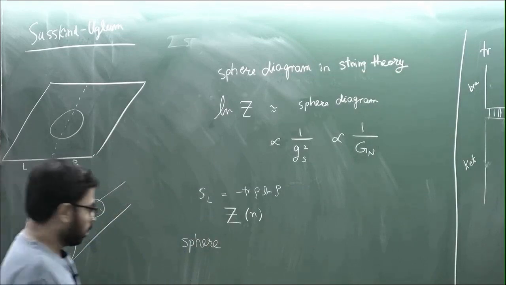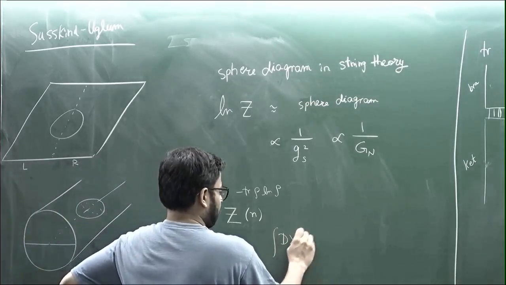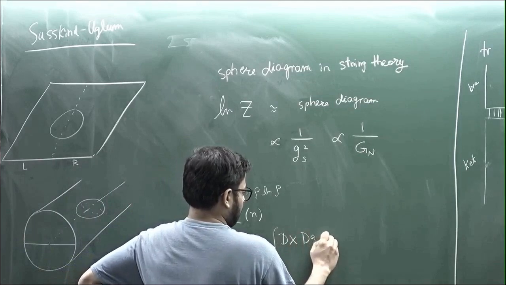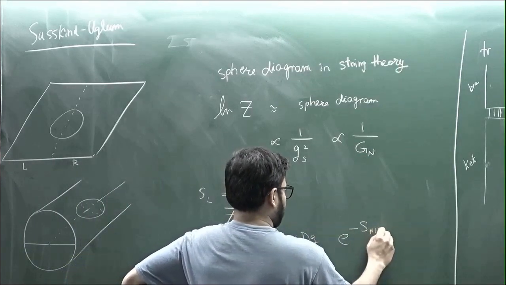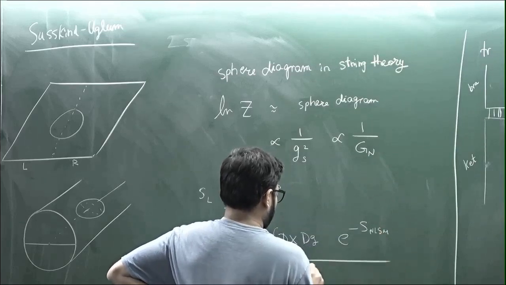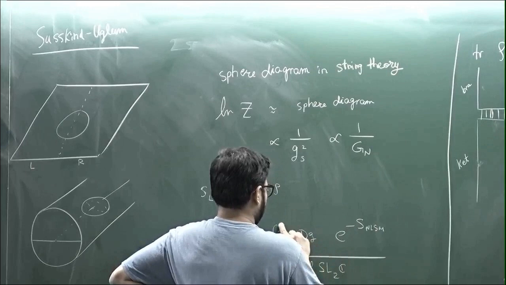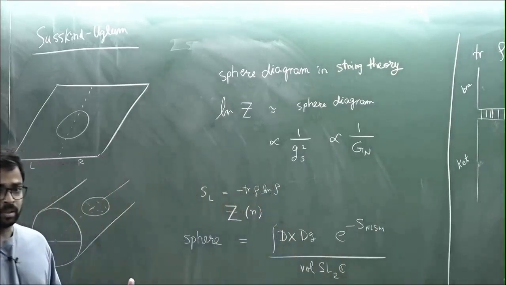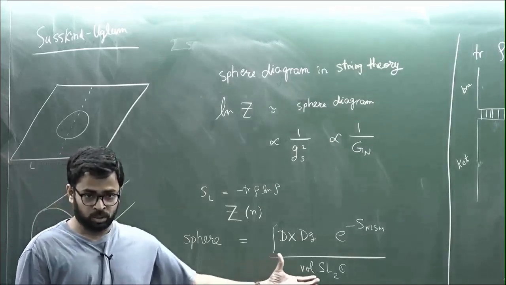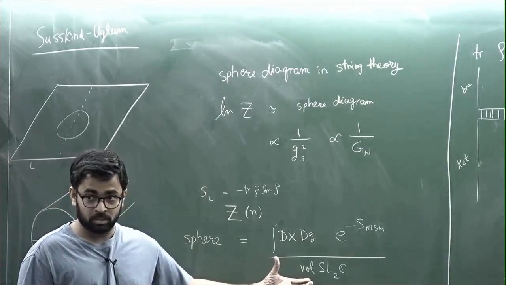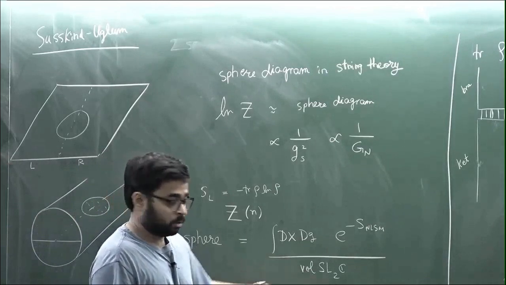We're just computing a string diagram. So the sphere is like some string path integral, dX, dg, ghosts, and so on, e to the minus S of the nonlinear sigma model. But you have to divide by, in this case, the volume of SL2C. After you gauge fix the metric on the sphere to be, let's say, the round metric, you have a leftover SL2C group of fractional linear transformations. And this volume is infinite, right?